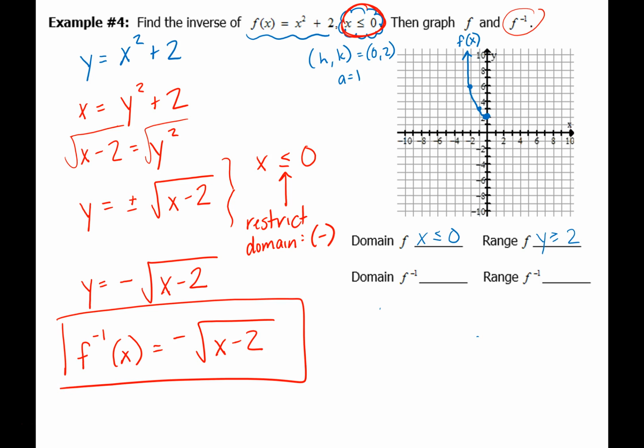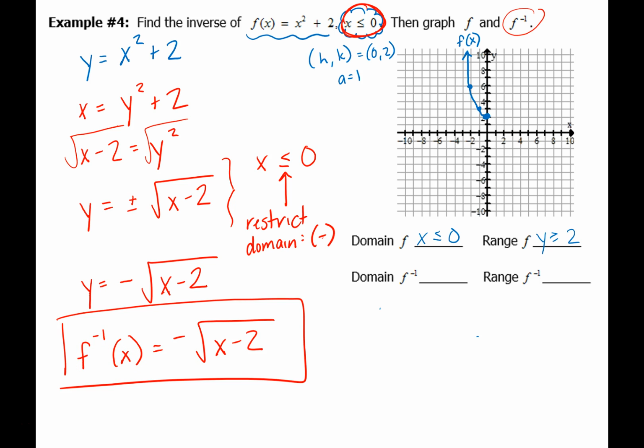So going through this real quick, I took my problem, I flipped the x and y, then I solved for y, and then depending on what the domain restrictions are for the original problem, if that is a less than or equal to sign, you're going to pick the negative side for your square root. And if it was a greater than sign, you would want the bigger side, the large side of x's, so I would have picked positive. And then I just rewrote, instead of y is equal to, f inverse of x is equal to.